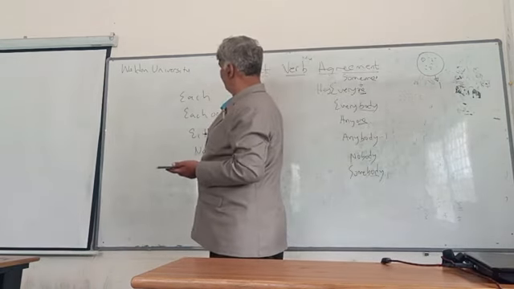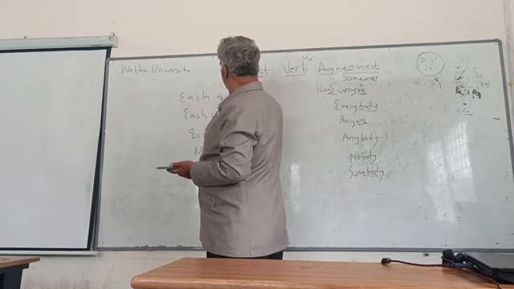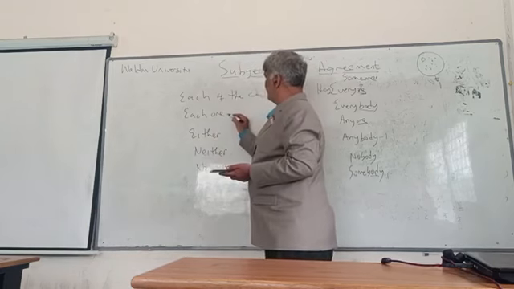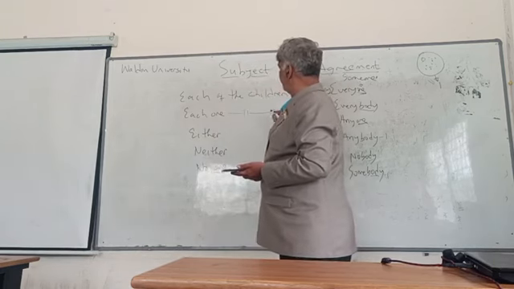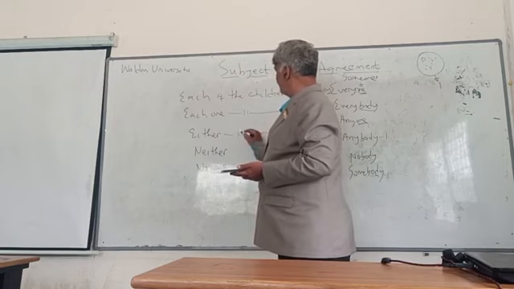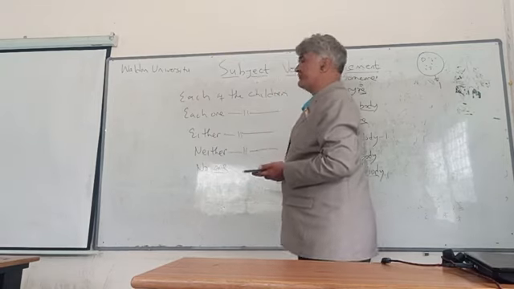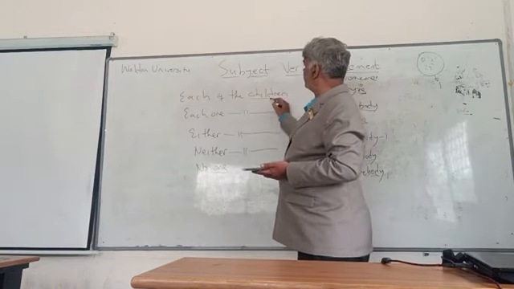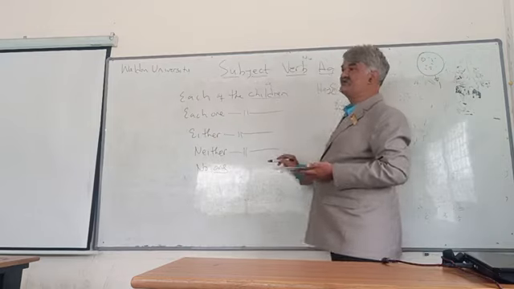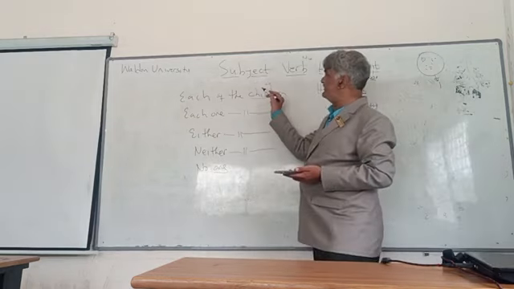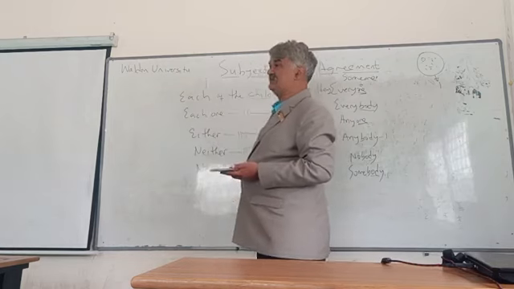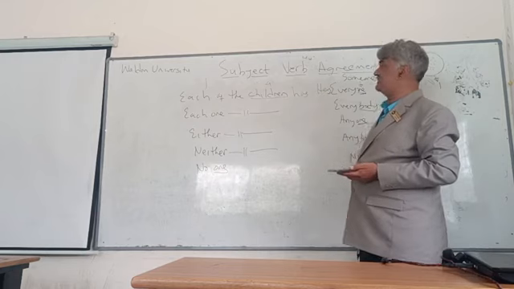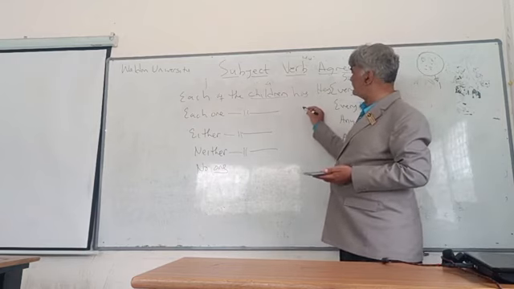Now what about these? Each. If I say each of the children, each one of the children, either of the children, neither of the children. Let's suppose there are four children. When I say each, it means one at a time, so this requires a singular verb. Each one of the children also requires a singular verb.